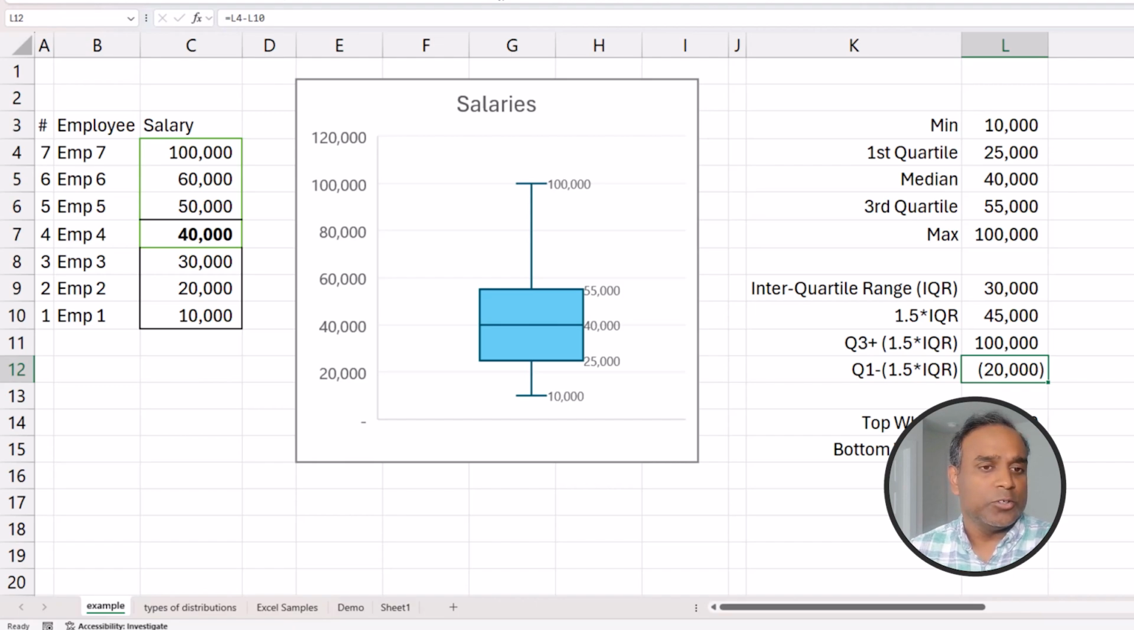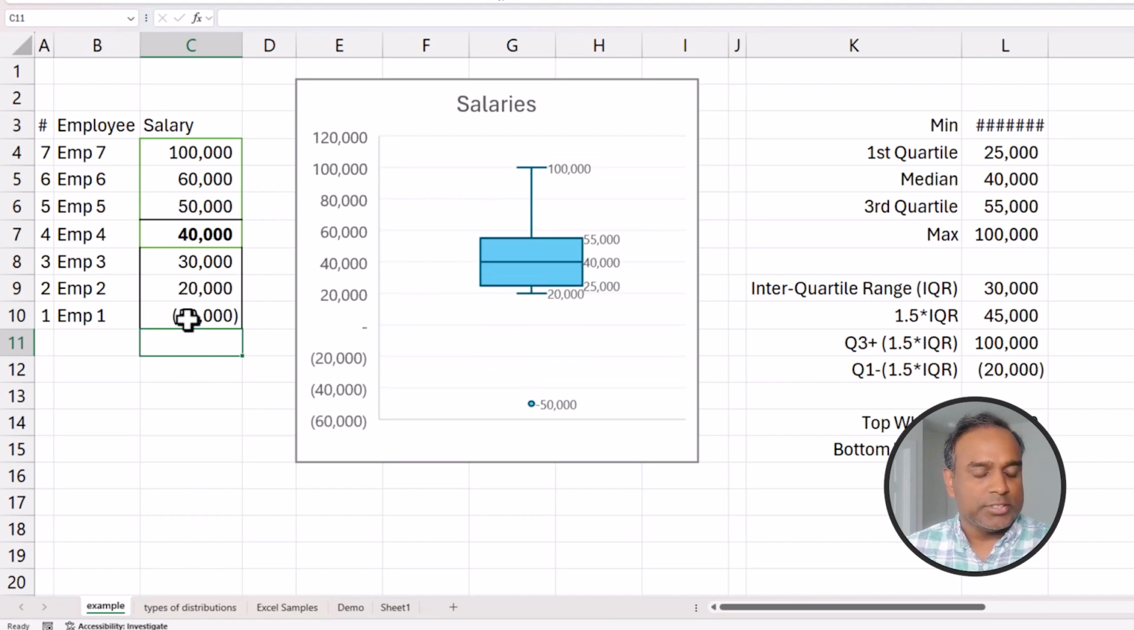But in certain scenarios, negative values could be possible, where if your value is extremely negative, so let's say, for example, I'm going to put in minus 50,000 as a salary. I know this doesn't make sense in salary data, but if in your data a negative value is possible, then that could be considered an outlier on the bottom end as well. So outliers on both sides are possible, and they will be automatically detected by Excel in the plot.